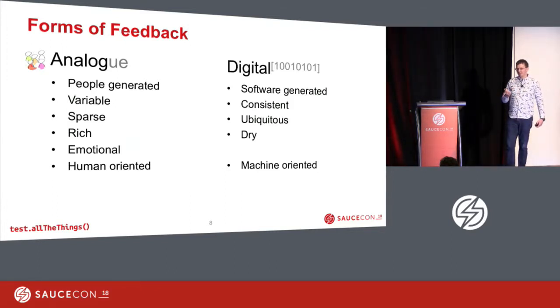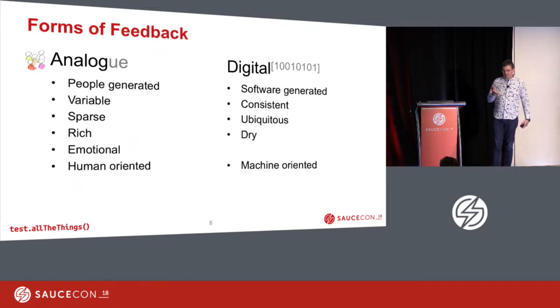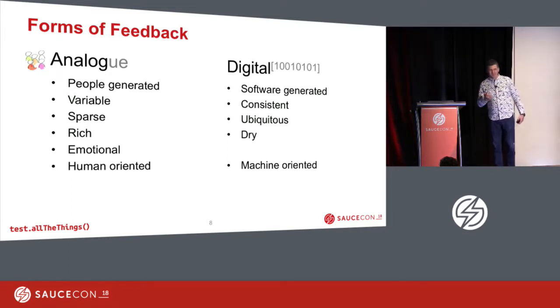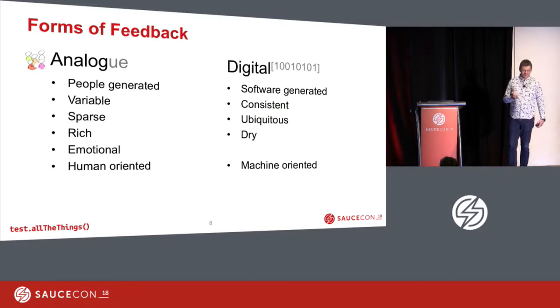Often people write feedback because they're emotional. They're happy, they're sad, they're pissed off, something went wrong, etc. And it's ultimately human-oriented feedback. Digital feedback is generated by software, whether it's the tools we're using, whether it's built into the application. It tends to be consistent, it's driven by code.